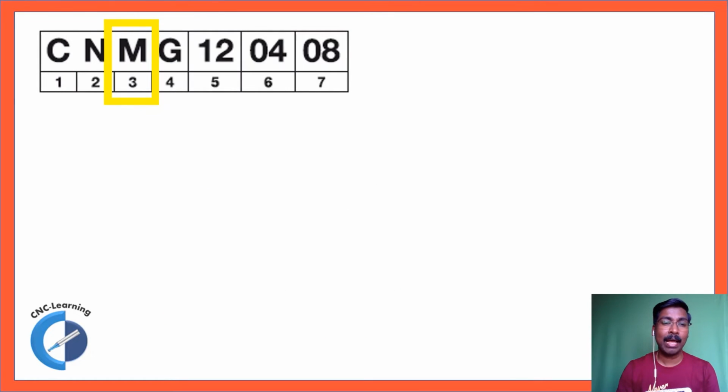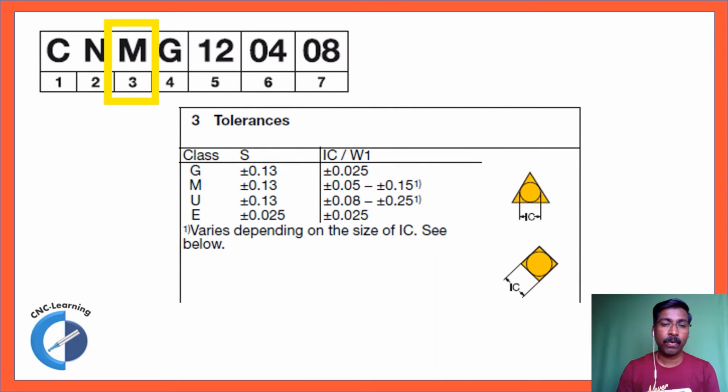Next one is M. What does it stand for? It is the tolerance for the insert manufacturing. M stands for plus minus 0.13 tolerance. Again it varies depending on the size. If the insert size is big, the tolerance will be more. If the insert size is small, the tolerance will be less.